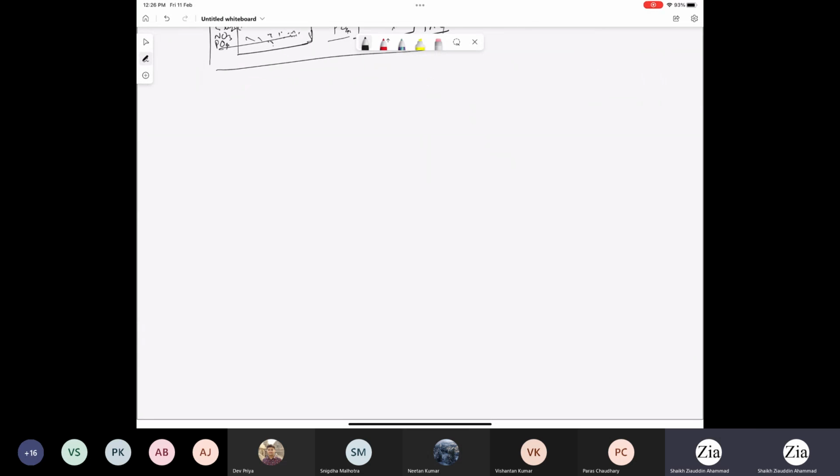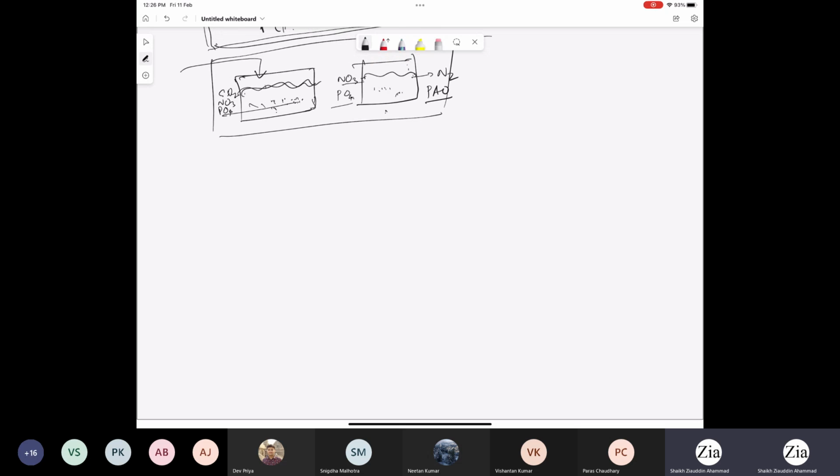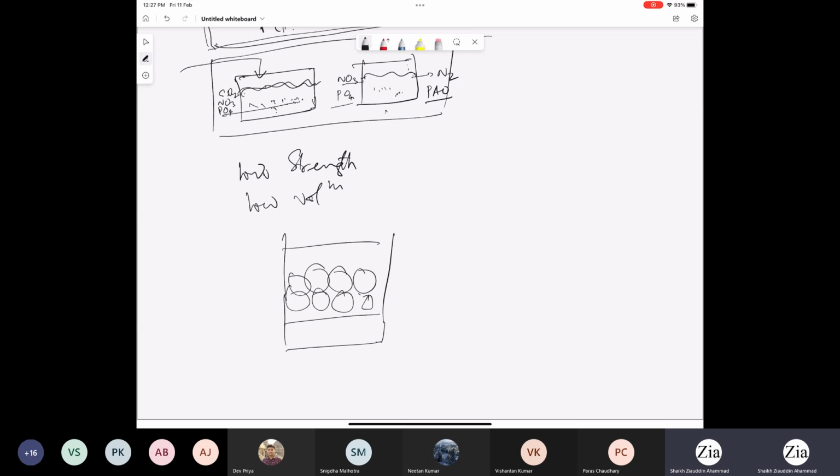Another reactor system is also widely used for low volume and low strength wastewater. Wherever you have low strength and also sometimes low volume, you can have a tower type reactor. Inside the tower you have packing material. Biofilm will grow on the surface of the packing material, and from the top you just pour the water at a specific flow rate, and from the bottom you collect the treated water.